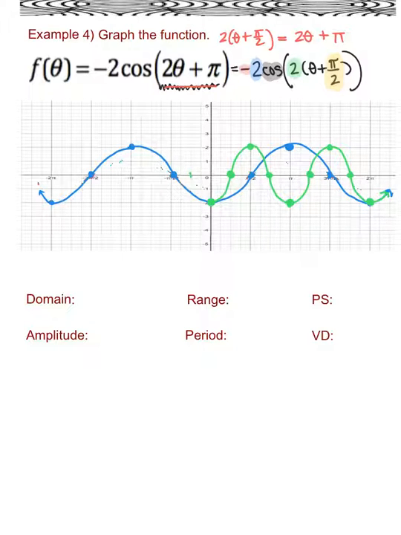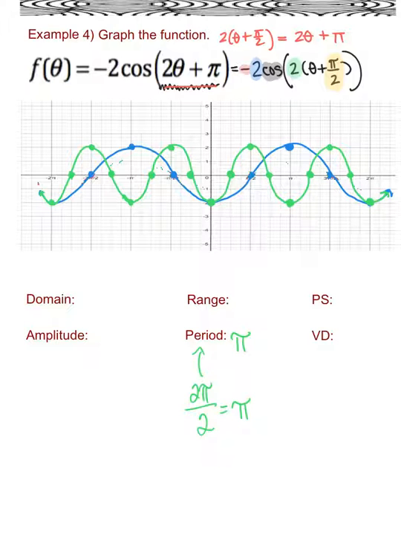I need to do it on this side as well. And then one more time. So I could go ahead down here now and show that my period is pi, and I know this also from my formula, 2 pi over b, which is pi. I can also go ahead and say my amplitude is 2.